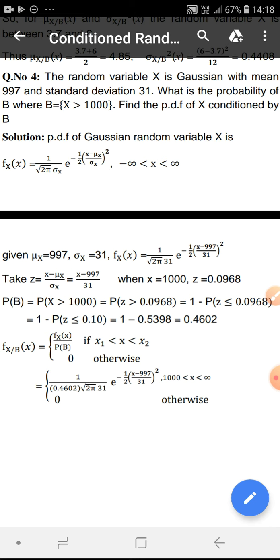Once you get this P of B, the probability density function conditioned by B will be equal to f x of x, the unconditioned probability density function, divided by P of B for x greater than x1 and less than x2, 0 otherwise. Here you have to substitute for the probability density function f x of x, which is already calculated, and P of B, which is calculated. Substitute those two, and you get the conditional probability density function f x given B of x.